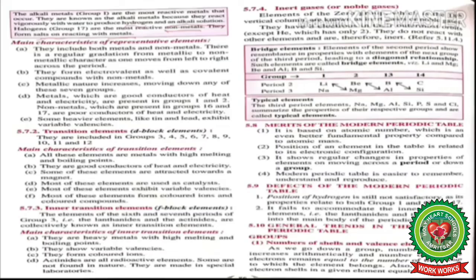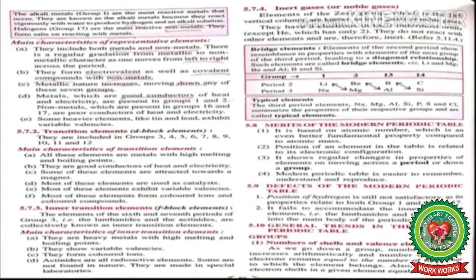Main characteristics of representative elements. A. They include both metals and non-metals. There is a regular gradation from metallic to non-metallic character as one moves from left to right across the period. B. They form electrovalent as well as covalent compounds with non-metals. C. Metallic nature increases moving down any of these 7 groups.